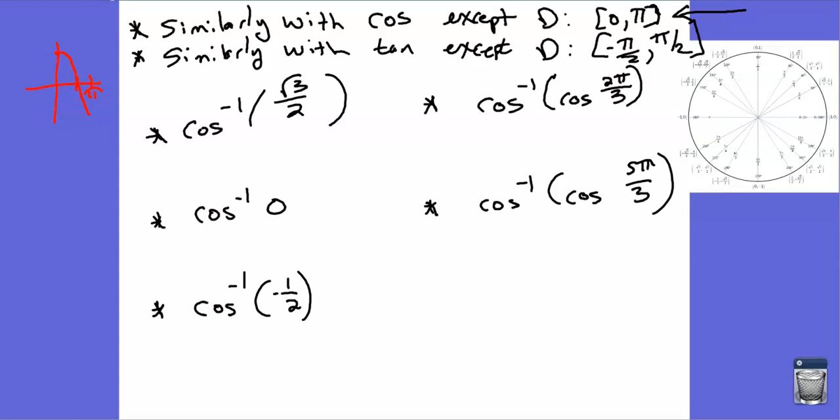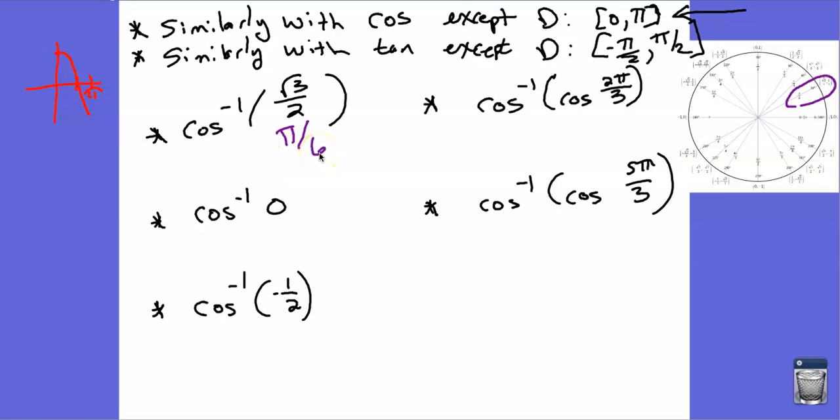All right, so here I put the unit circle just to remind you, but the unit circle is going to come in very handy. So here I'm evaluating the inverse cosine of square root of 3 over 2. So if you look at square root of 3 over 2, where is it? And notice it's right here at pi over 6.